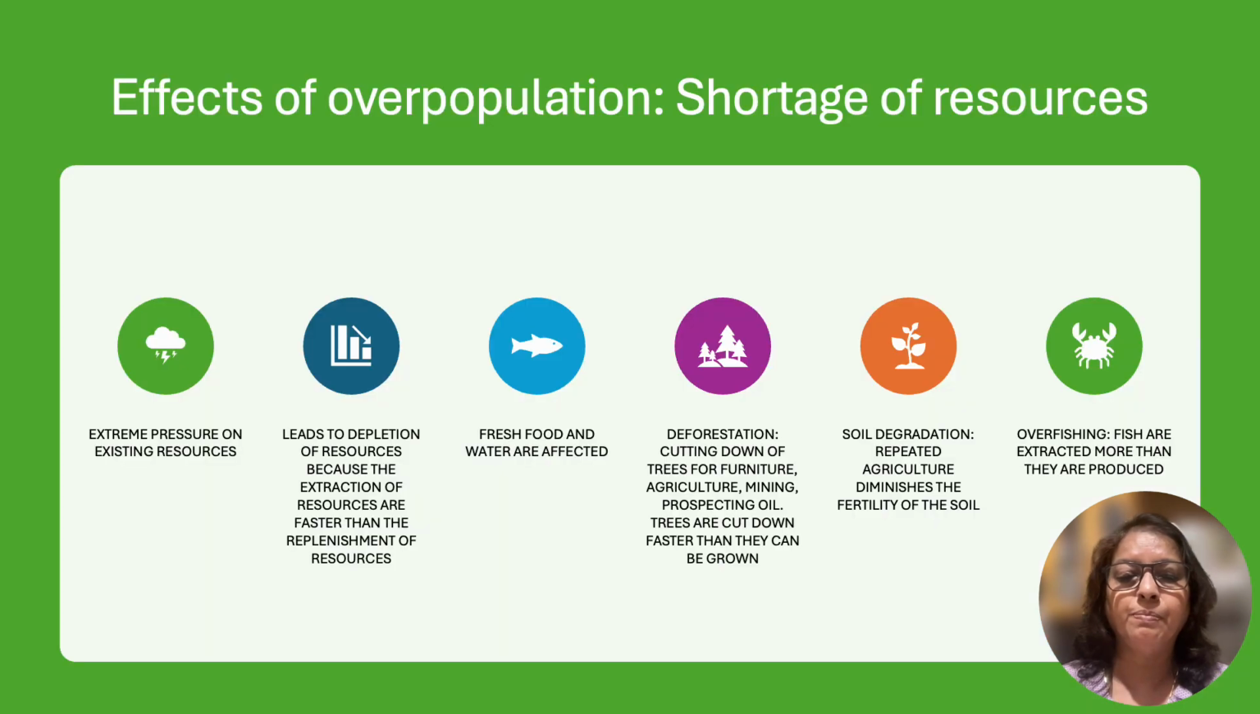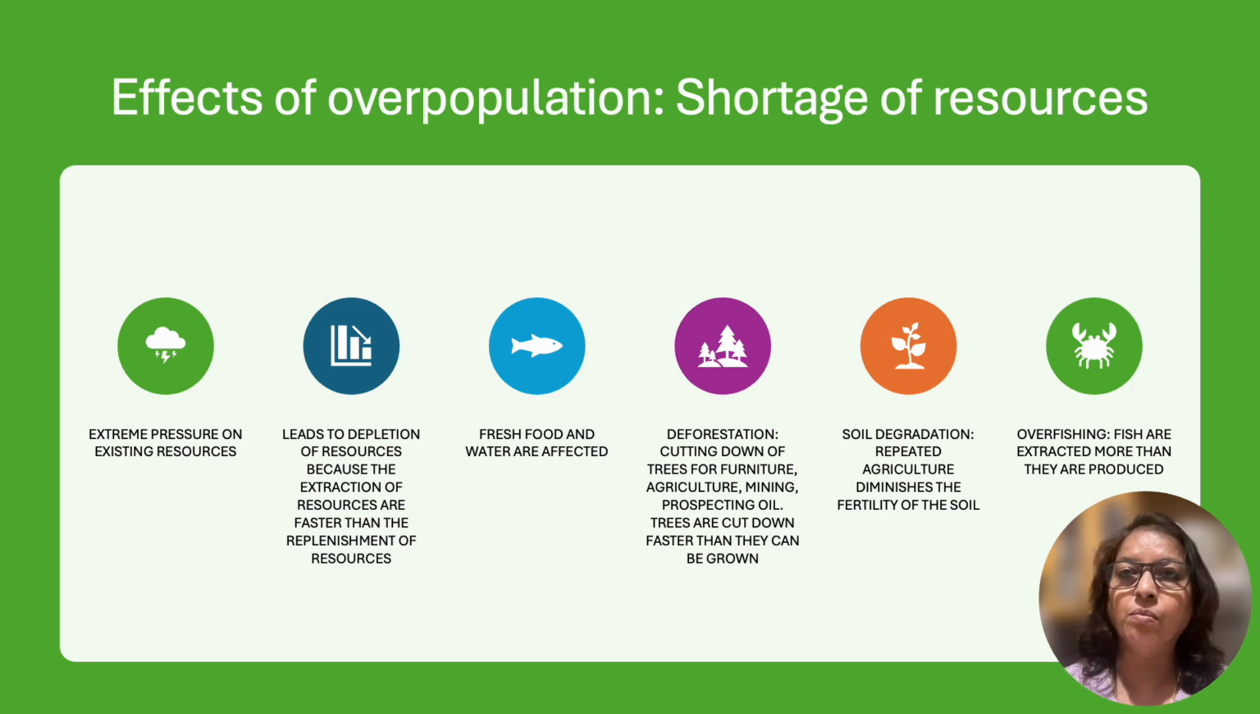are to be expected. What are the effects of overpopulation? Basically, shortage of resources. There is extreme pressure on existing resources. This leads to depletion of resources because the extraction of resources is faster than the replenishment of resources. See, when it rains, all the ponds and lakes are filled up, and this water is supposed to be sufficient for human use till the next rains.